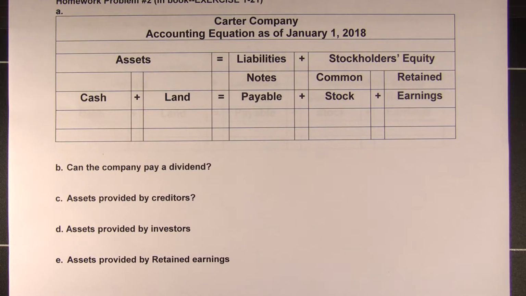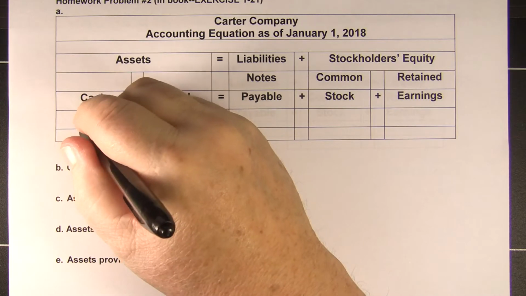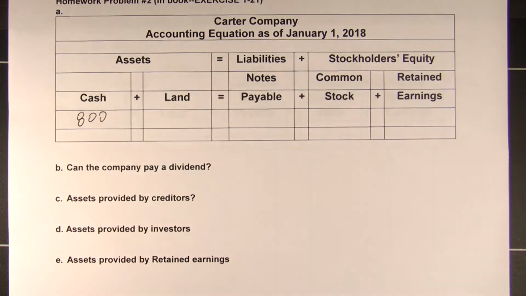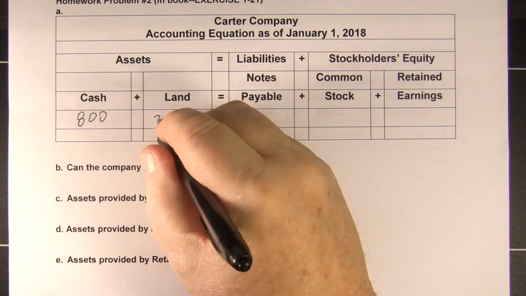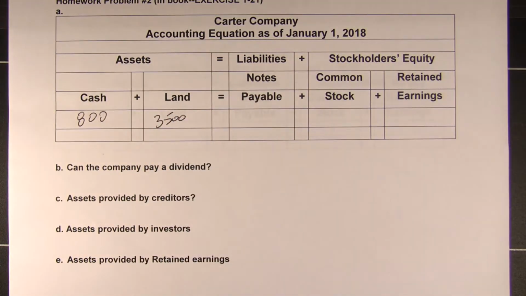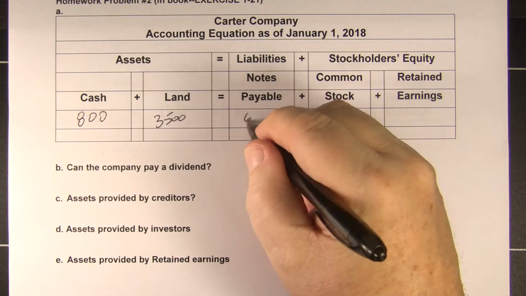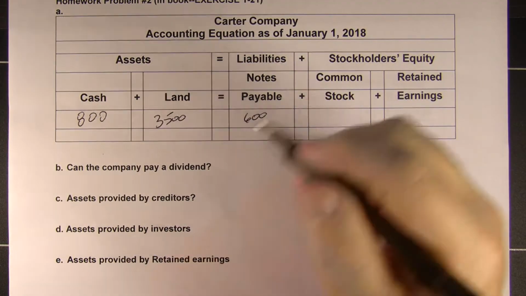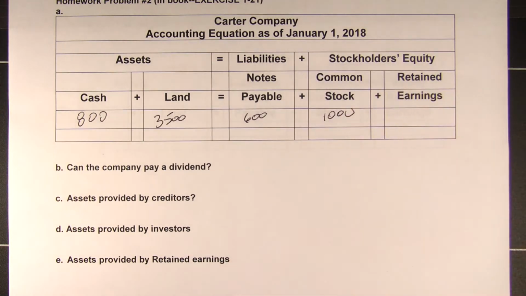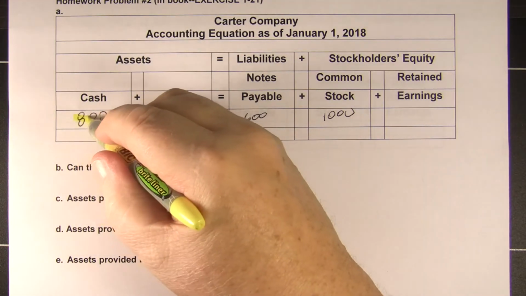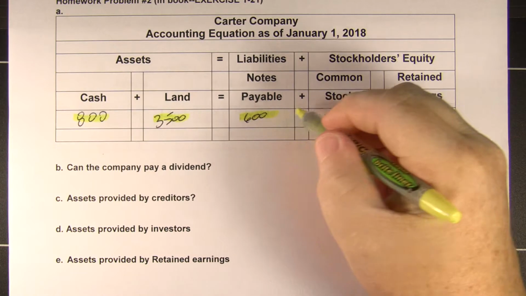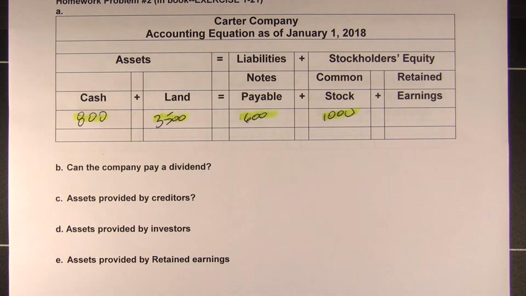They tell us that at the beginning of the year the company had on hand cash of $800. They had land of $3,500. They had notes payable of $600, and they had common stock of $1,000. Now I'm going to highlight those in yellow just so we remember that that information was given to us, and we won't be tempted to go back and change that for any reason.